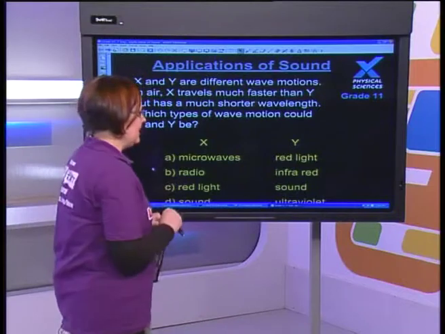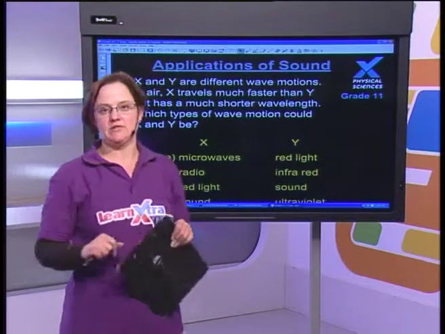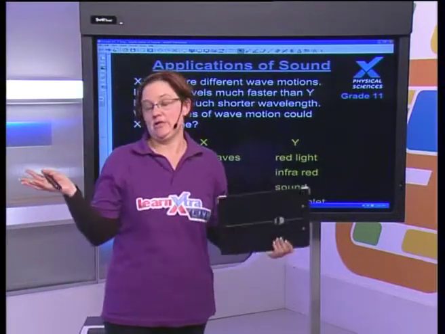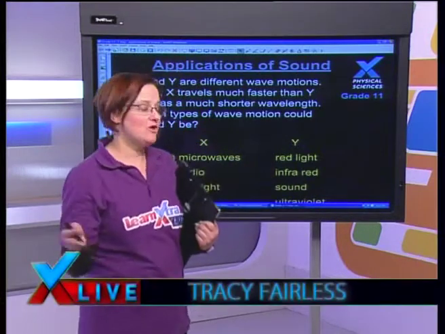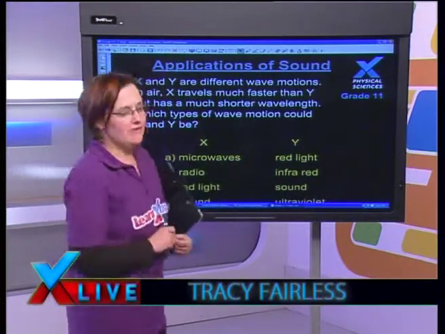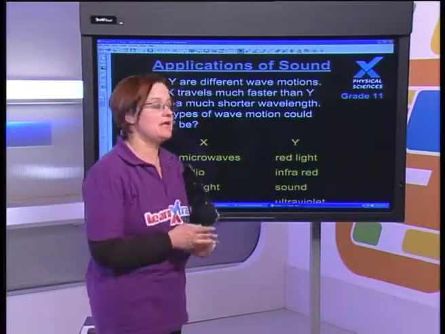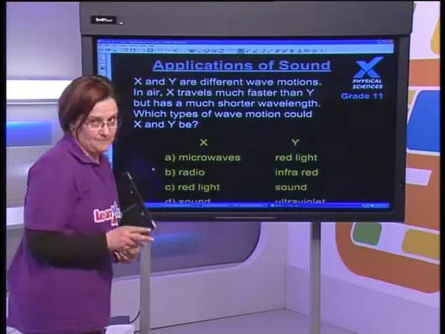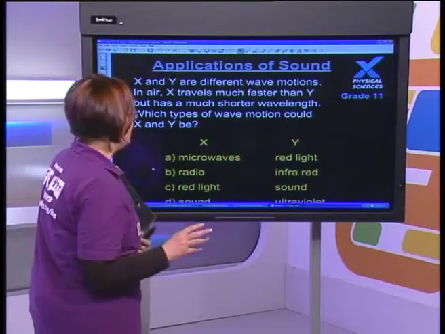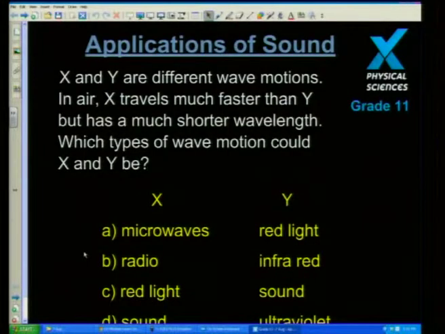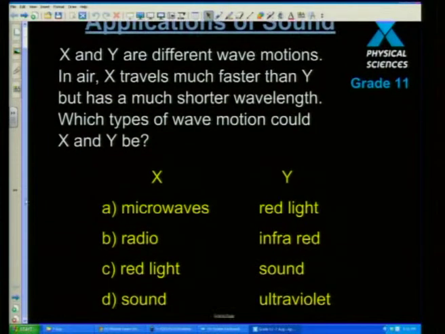Well, grade 11s, I've taken a leaf out of Phil's book for you guys. He always has the challenge question. So I have a question for you in terms of application of sound. It is going to get posted on the Facebook page a little bit later. Here's the question. X and Y are different wave motions in air. X travels much faster than Y, but has a much shorter wavelength. What types of wave motion could X and Y be?